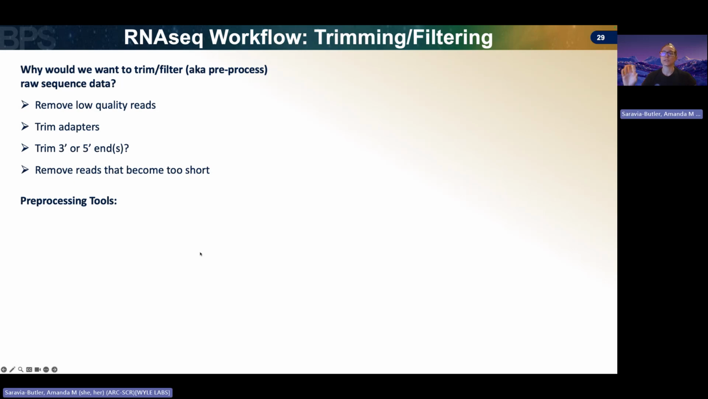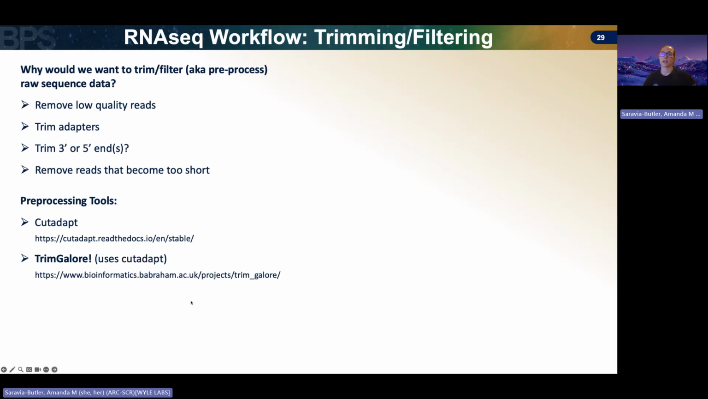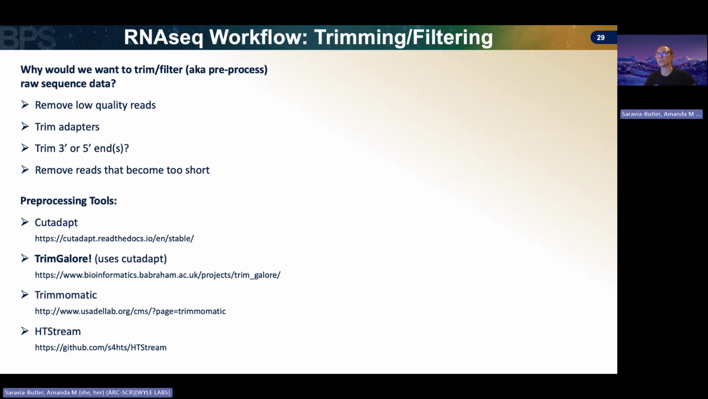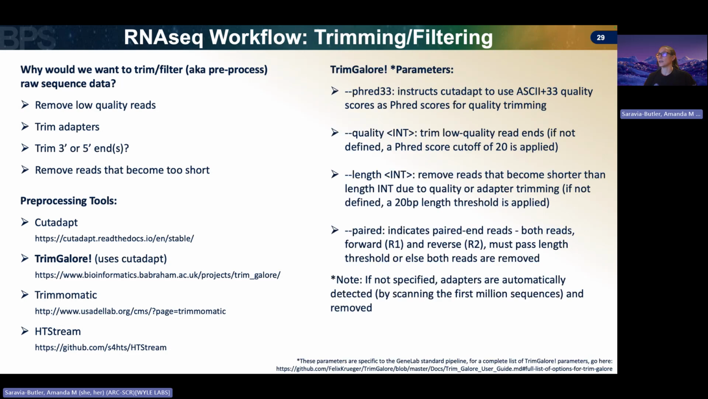There are several tools to do these pre-processing and filtering steps. One of them is Cutadapt. There's also Trim Galore, which is the one we use in the GeneLab pipeline, and Trim Galore actually uses Cutadapt under the hood. Another tool is called Trimmomatic. There's also HTStream you could use to trim. This is not comprehensive by any means. There's a ton of different trimming tools. Most of them work roughly the same.